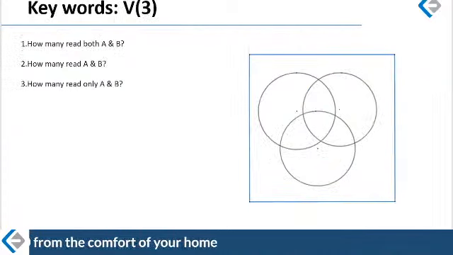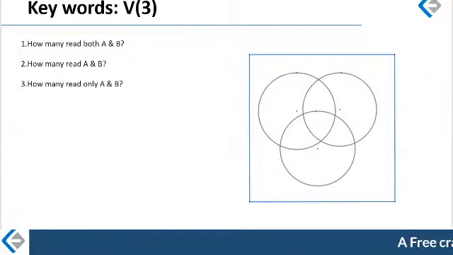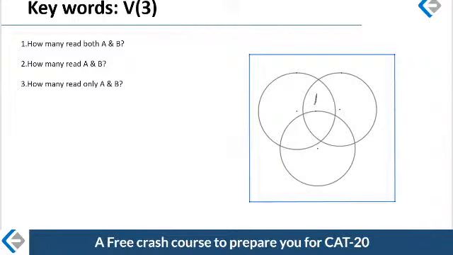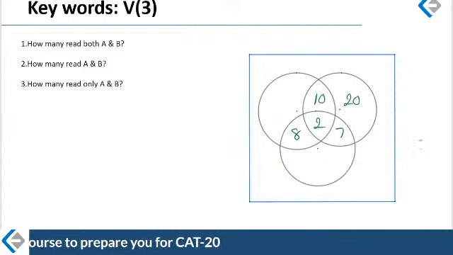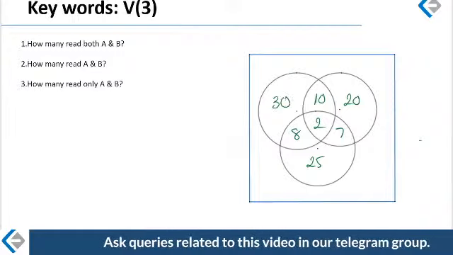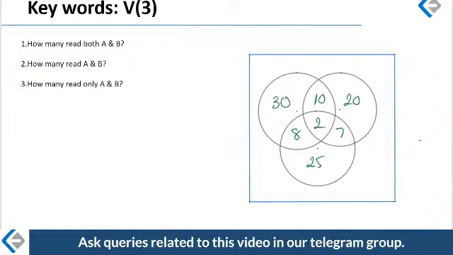Let's take another one. Let me introduce some keywords here. Let me write some numbers and quickly illustrate. Let's say that this is 10, this is 7, this is 8, and this is 2, and I have 20, I have 25, and I have 30. Now these are the readers of magazines A, B, C in a locality. Let me take this example.